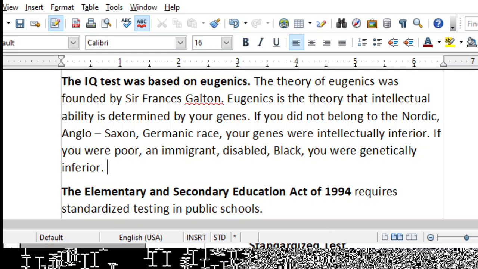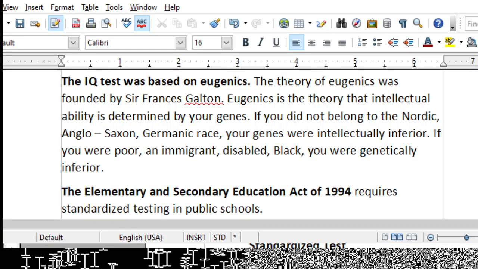You were not as smart as white people. Okay, so I tell you this so that you understand, if the IQ test was based on this theory and standardized tests came from IQ tests, I just want you to get a history of standardized testing in America and where it originated from. Okay.